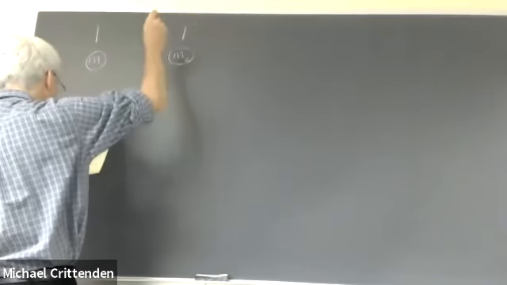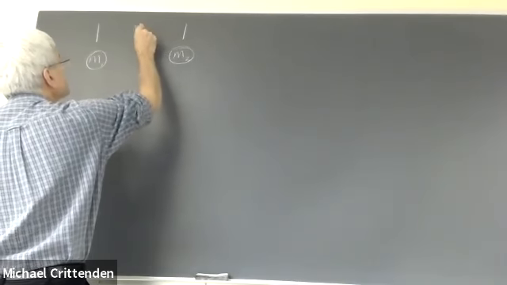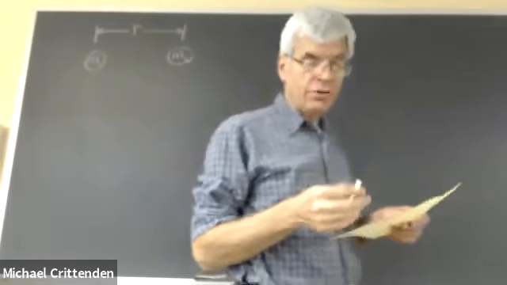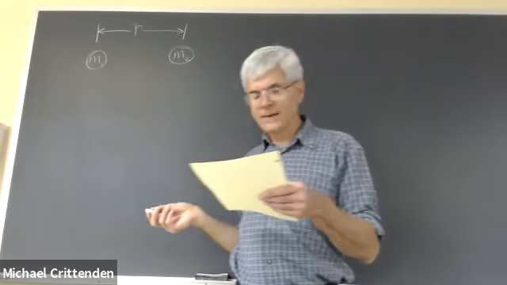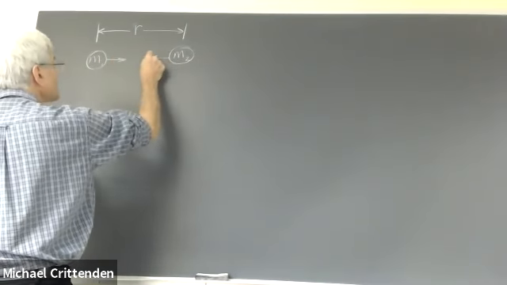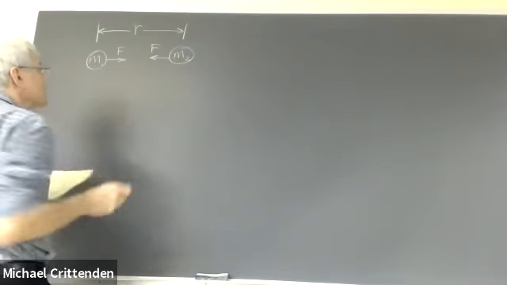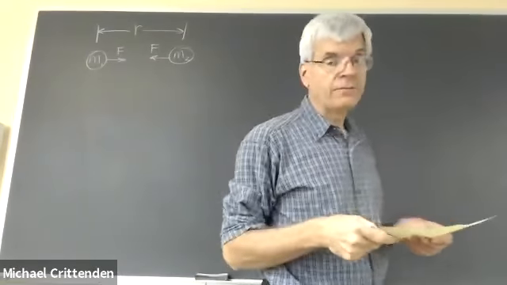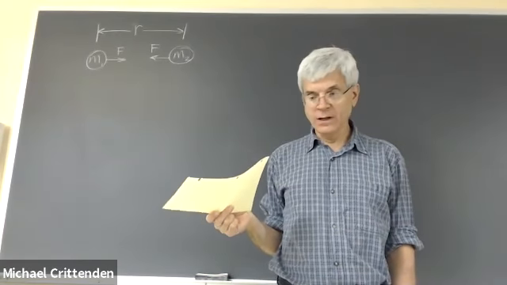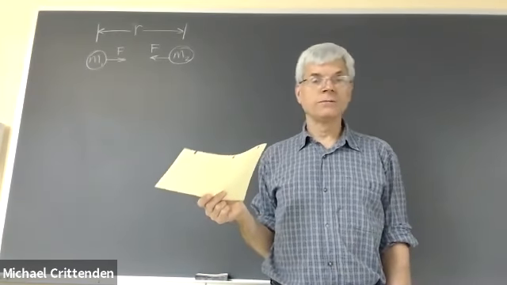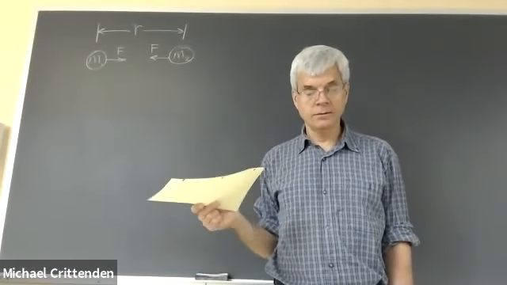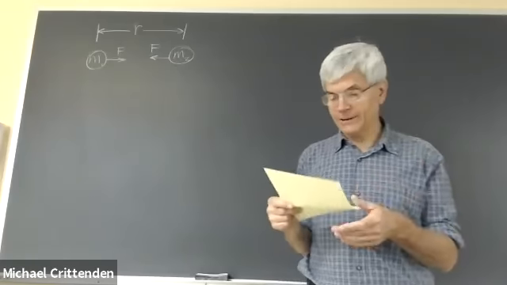the centers of these two objects are separated by a distance r, perhaps the radius of the moon's orbit. They attract each other with some force F. This is an example of Newton's third law. Number one attracts number two, and number two pulls back on number one. They pull on each other with equal and opposite forces, okay?